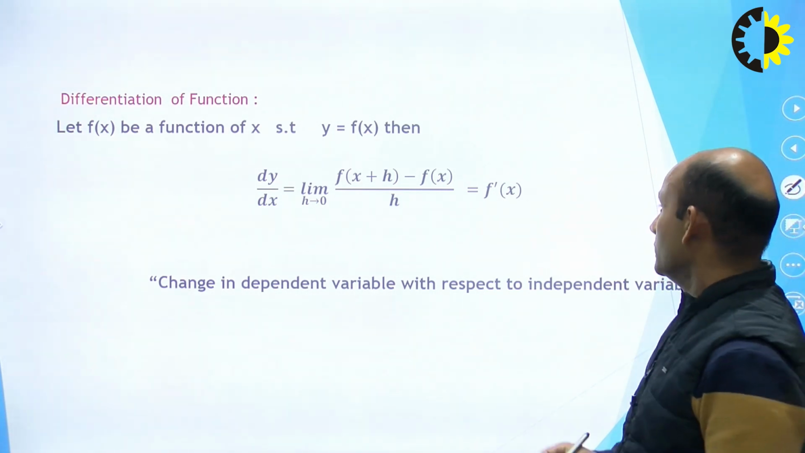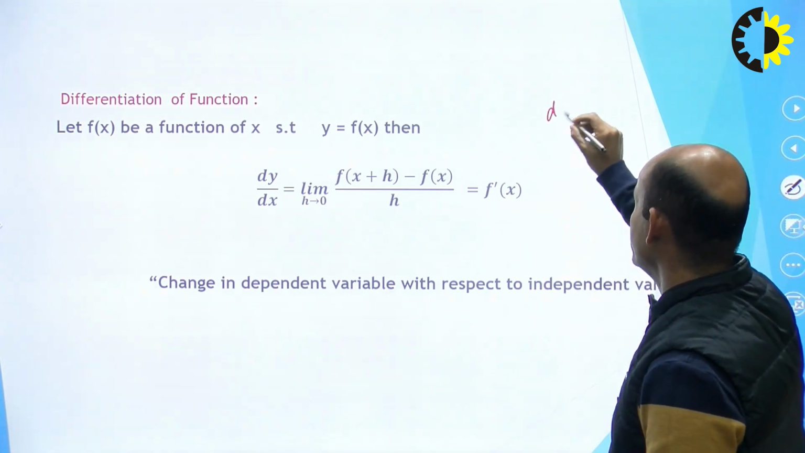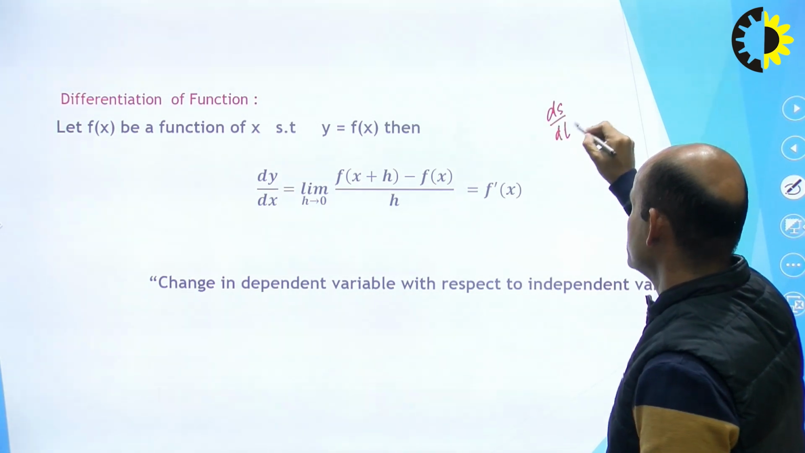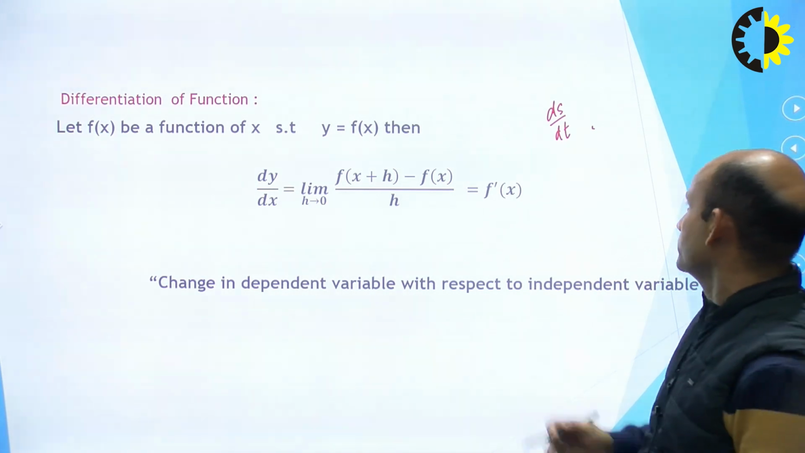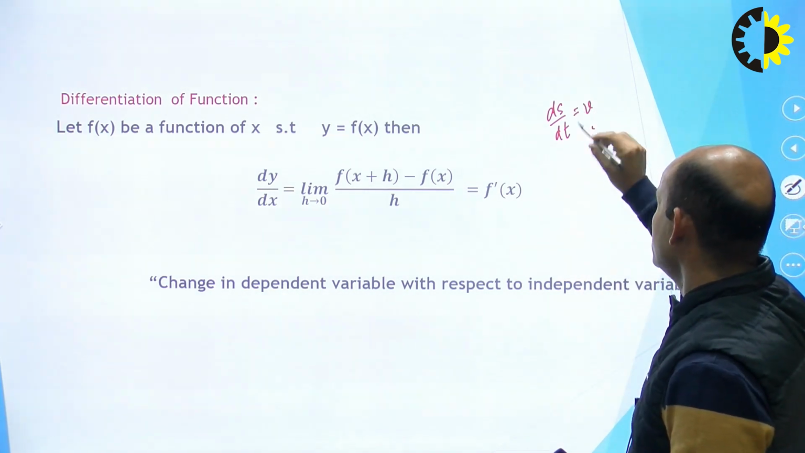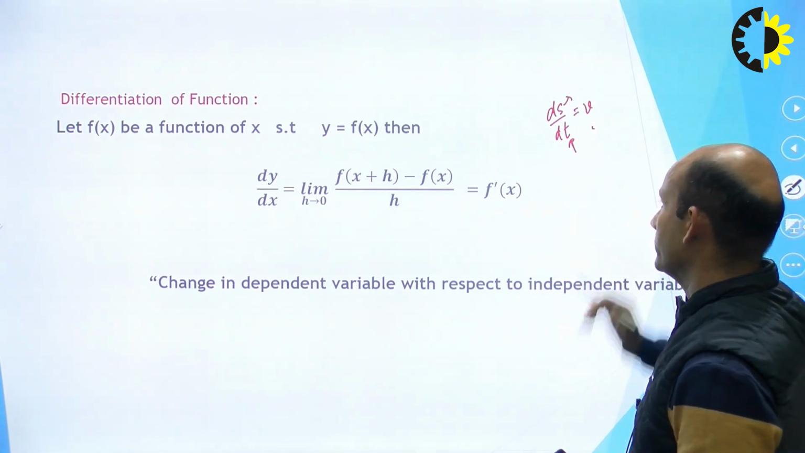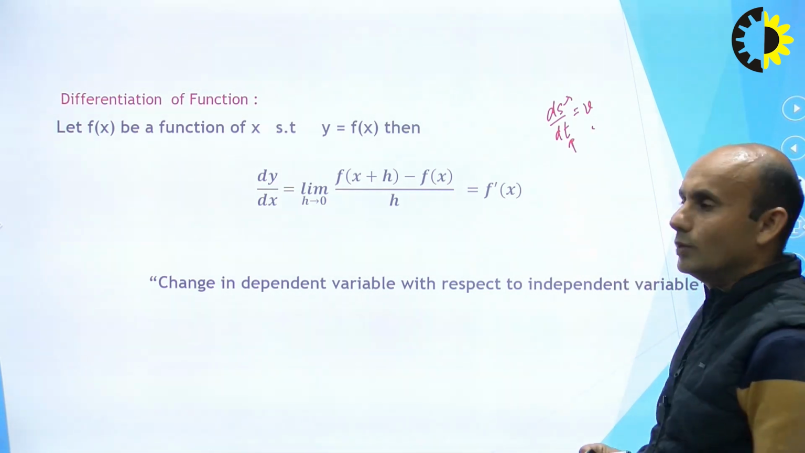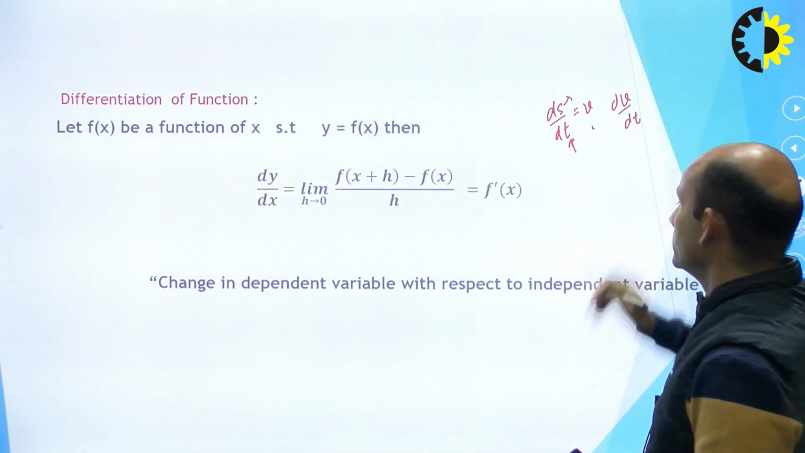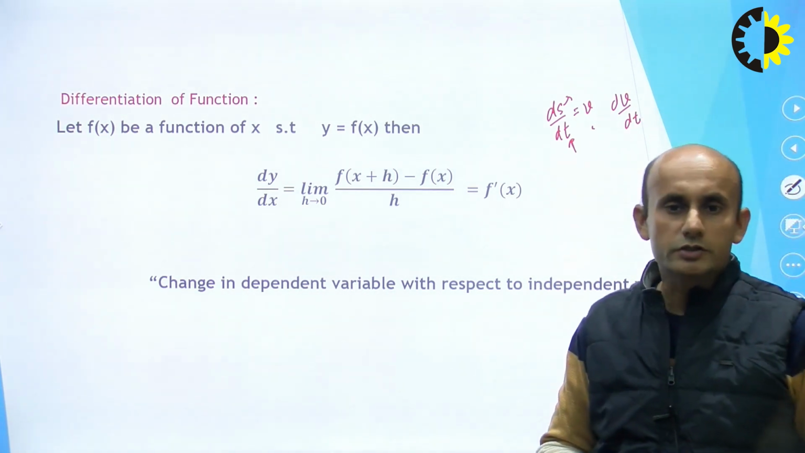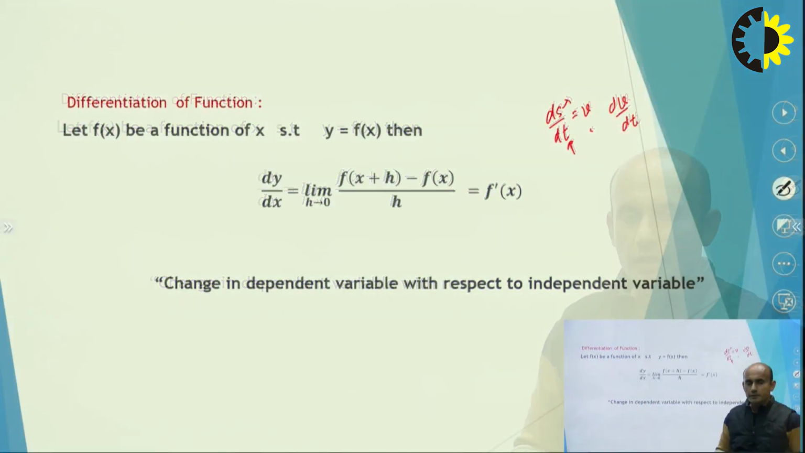As we know, suppose we have ds upon dt in physics, which is the rate of change in displacement, which is known as the velocity. So this is the rate of change in displacement with respect to time. So this represents the velocity. And similarly, we have dv upon dt, that is the rate of change in velocity, which is known as the acceleration.